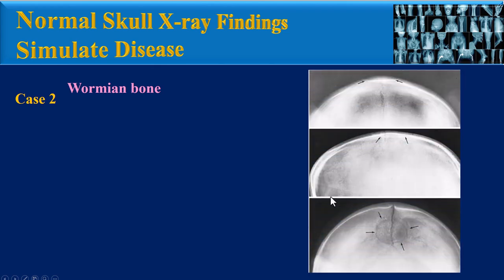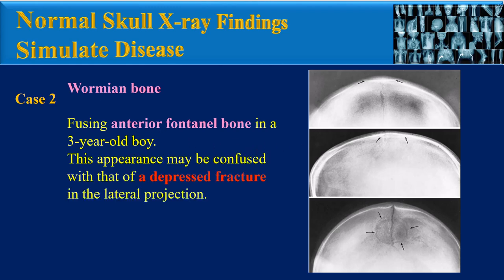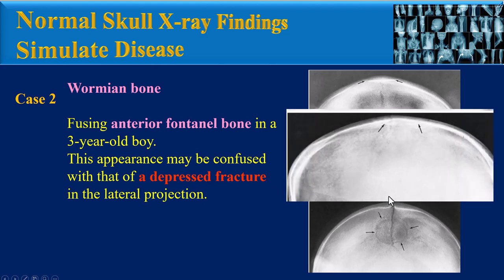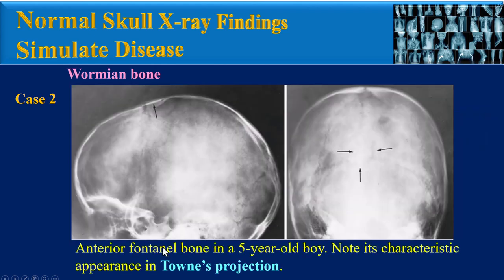These images show a fusing anterior fontanelle bone in a 3-year-old boy. This appearance may be confused with that of a depressed fracture in the lateral projection. We can see here an anterior fontanelle bone in a 5-year-old boy. Note its characteristic appearance in Towne's projection.